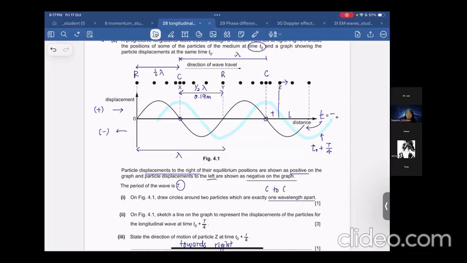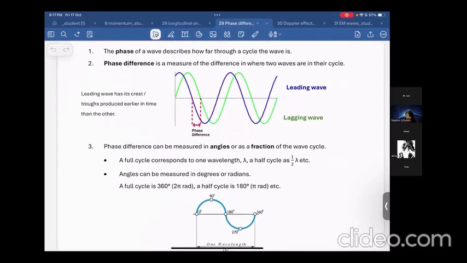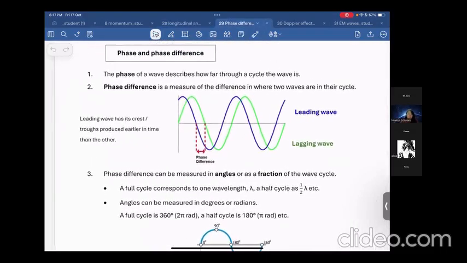Oh, good job, dear. Okay, dear, if okay, then we go to lesson number 35. Oh no, not 35, that is my school worksheet. We are going to lesson number 29, phase and phase difference. We go to this.